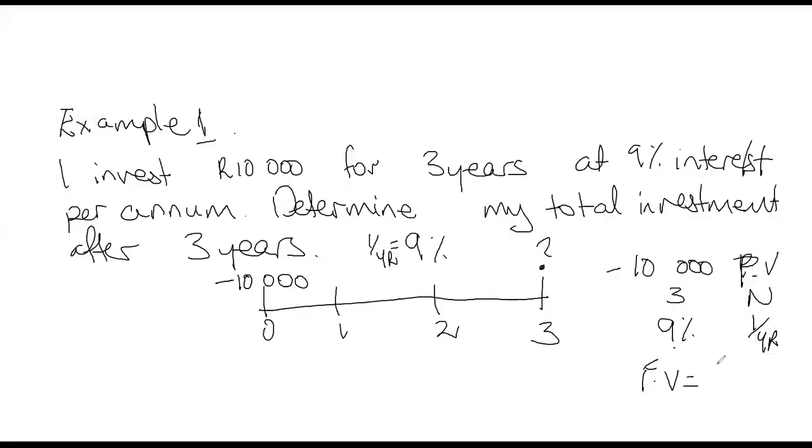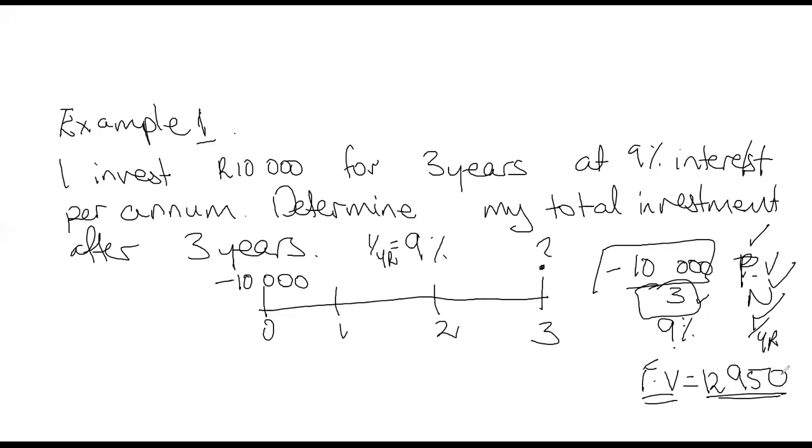So this is just an example of a time value of money question. You put in each item first: minus 10,000, then you press PV, 3, then you press N, 9%, then you press interest, and then FV to give you your answer. Okay, so that was just my example.